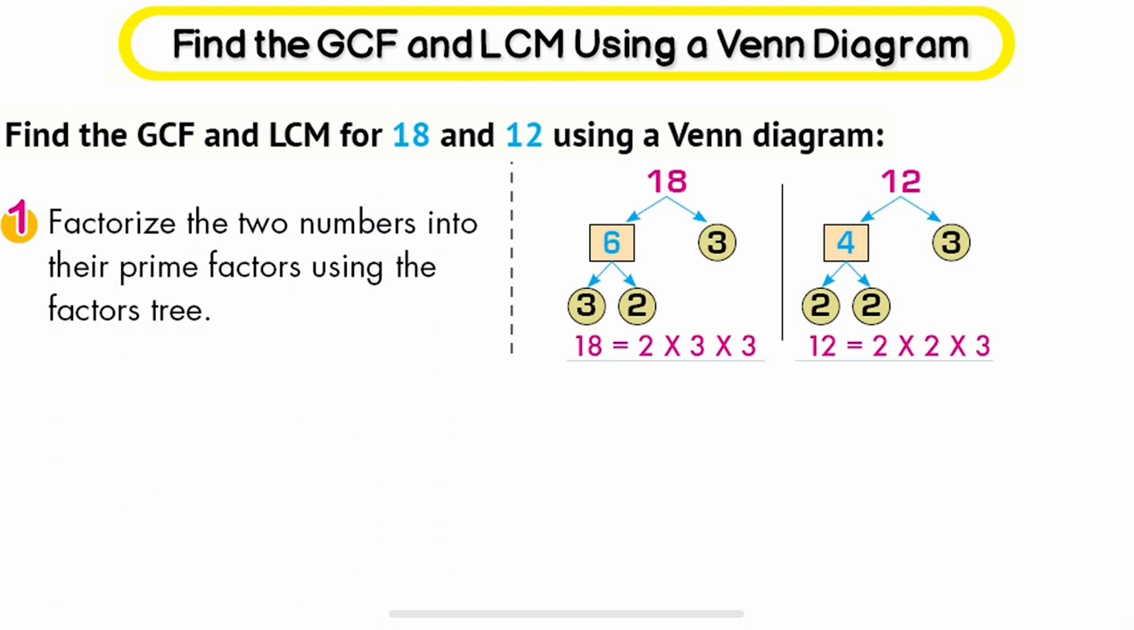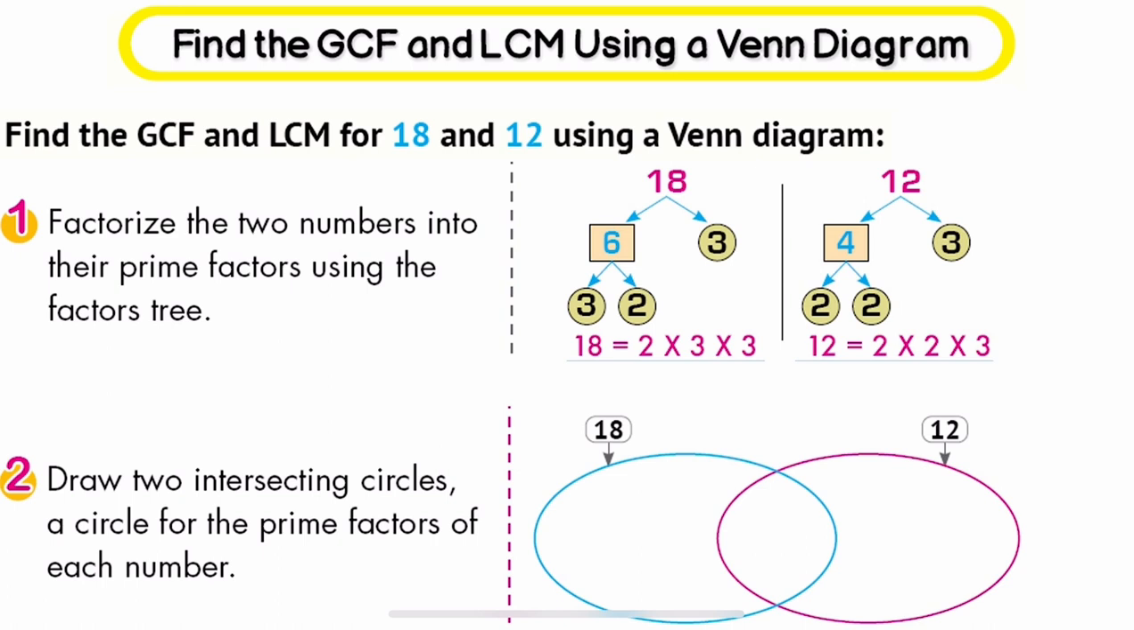Now to find GCF and LCM, we put two Venn shapes or two ovals that intersect each other, and the common numbers we put in between, at the part of intersection. So we have 2 times 3 here and we have 2 times 3 here. So 2 is repeated and 3 is repeated. We write each number only once. We write 2 and we write 3.